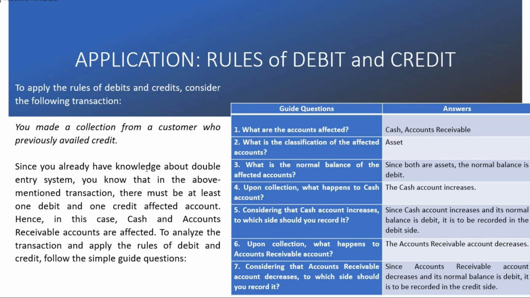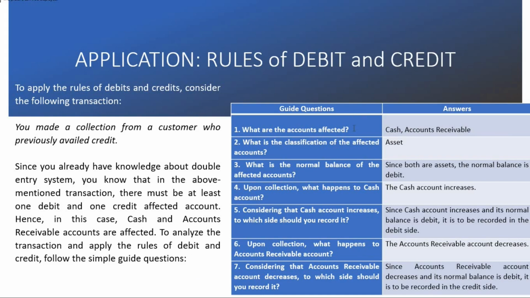So, since you already have the knowledge about double entry system, you know that in the above-mentioned transaction, there must be at least one debit and one credit affected account. Hence, in this case, cash and accounts receivable are affected. Kasi meron kang accounts receivable, tapos nakakolekta ka. So, meron kang cash. So, to analyze the transactions and apply the rules of debit and credit, you just have to follow this simple guide question.